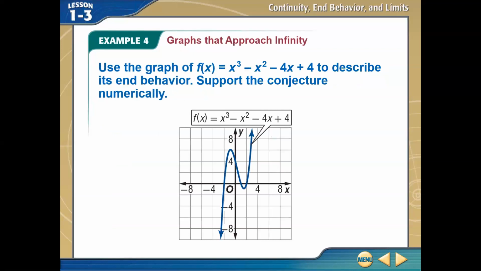Okay, graphs that approach infinity. This is the last one. Once again, we're talking about end behavior on this one, something that you should be familiar with.